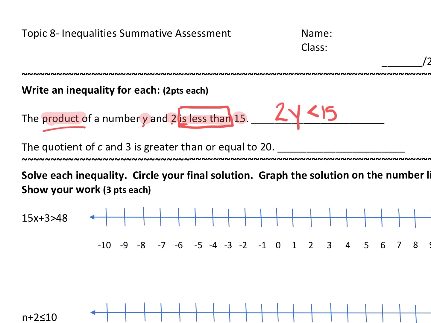For the second one, the quotient of c and 3 is greater than or equal to 20. So quotient is a buzzword for divide. So quotient of c and 3 just means we're taking c and dividing it by 3. And then we've got the is greater than or equal to. Is greater than or equal to is this symbol right here, 20.